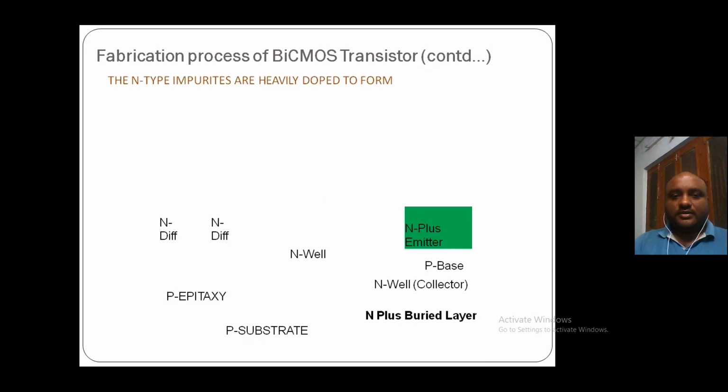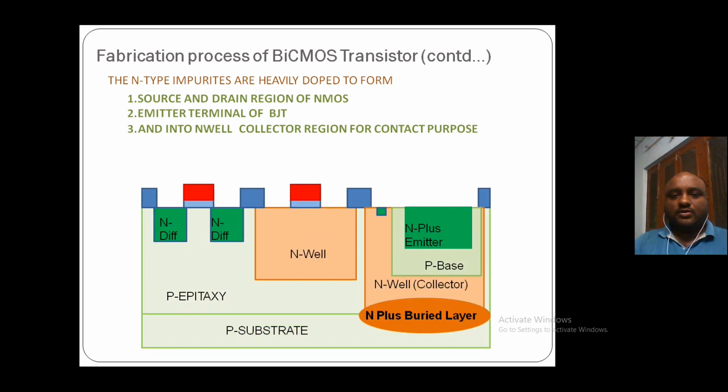Then N-type impurities are heavily doped to form the following three regions. One is the source and drain region in the NMOS transistor, that is in the p epitaxy, and the emitter terminal of the BJT in the buried layer, and into the N-well collector, which is already formed, but this is for the purpose of contact to the external world.